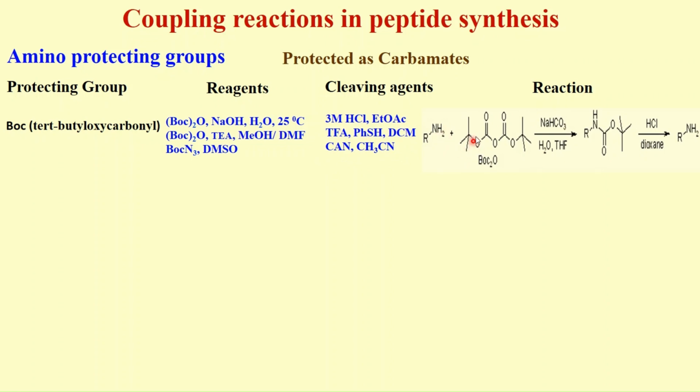Amine I treat with tertiary butyloxycarbonic anhydride in the presence of a base like sodium bicarbonate, either in water or tetrahydrofuran. The amino group's lone pair of electrons attacks the carbonyl group and removes this, and I'll get the corresponding tertiary butyloxycarbonyl protected amino. I treat with HCl in a suitable solvent. It dissociates to give the free amine.